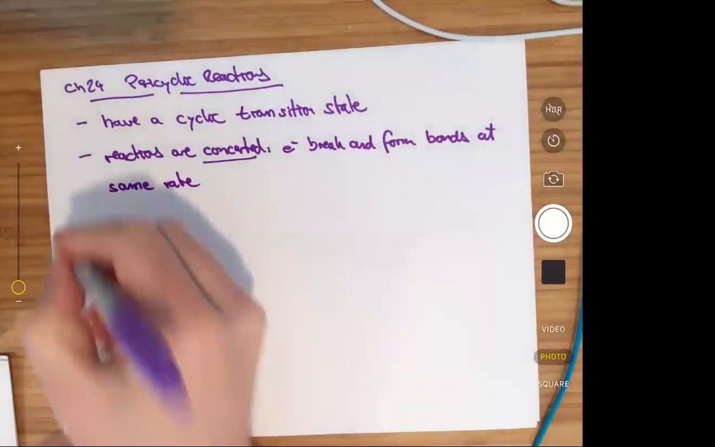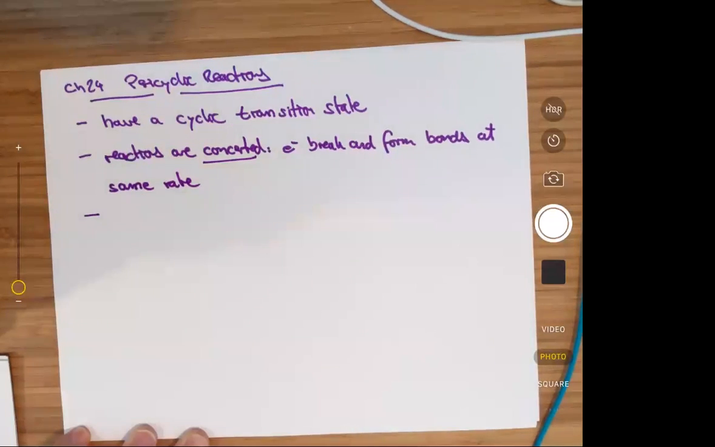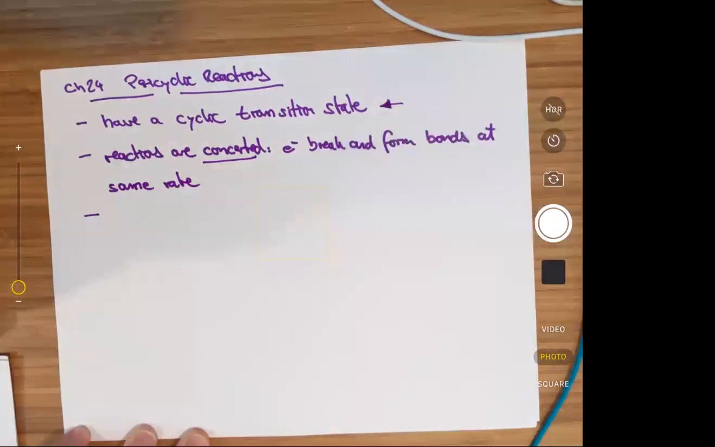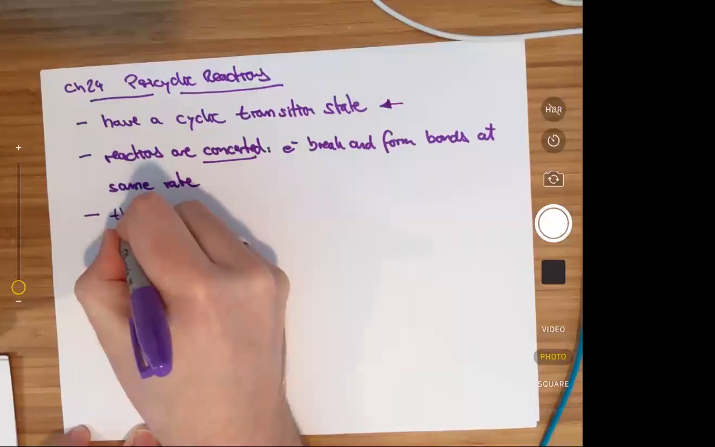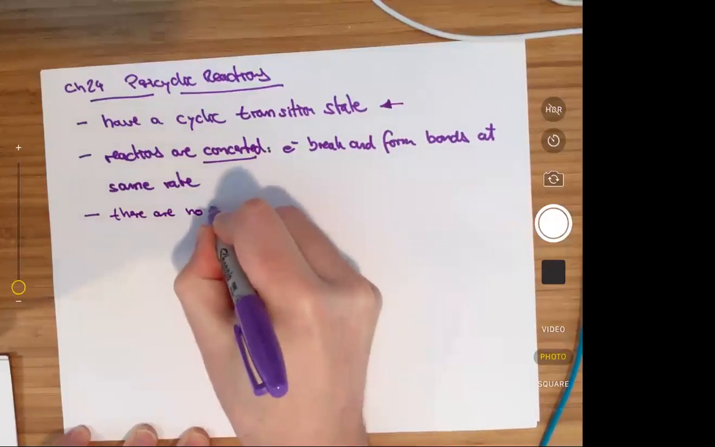And what is part of this, the fact that bonds are broken and formed at the same rate, is that there are no real intermediates to these pericyclic reactions. They usually have one transition state that they go through, but there is no cationic or anionic intermediate that then goes through another transition state into the products, right? So there are no intermediates.